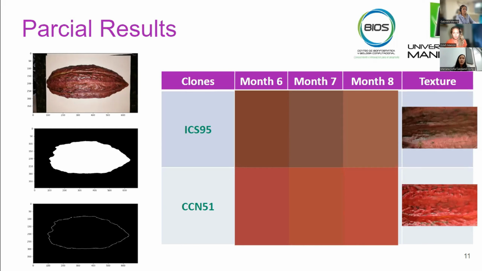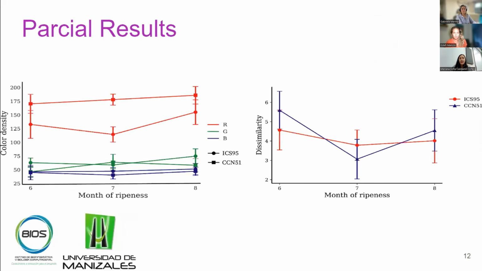The values of red, green, and blue were extracted, and we took an average for each of the colors in each month. The texture of each sample was also measured, considering the gray-level co-occurrence matrix option that is in Python, detecting the dissimilarity, correlation, homogeneity, and energy.